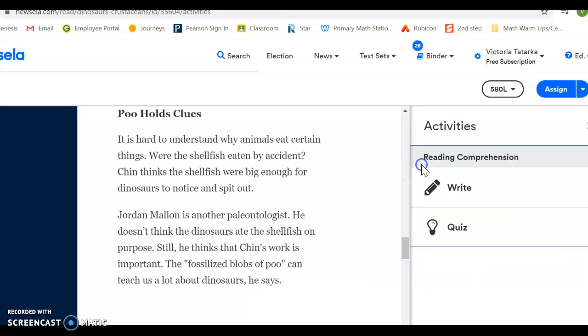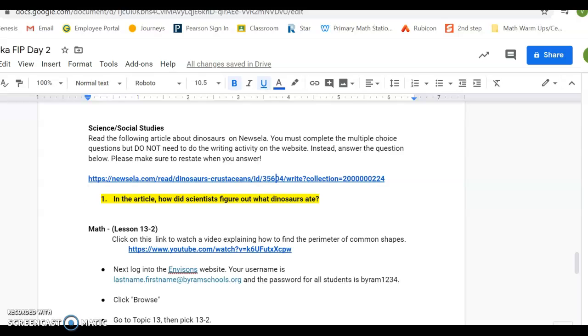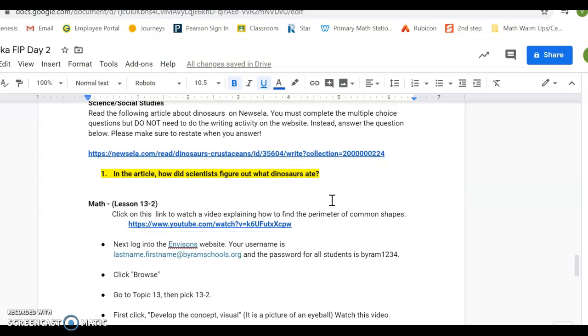So after you're done reading or listening, you are going to do the 4-question quiz. You do not have to do the writing. You can if you'd like a challenge. You do have to answer this question right here: In the article, how do scientists figure out what dinosaurs ate? Make sure you restate the question. I highlighted this because yesterday a lot of people read the Newsela article, but then they forgot to record a fact, which was listed below.